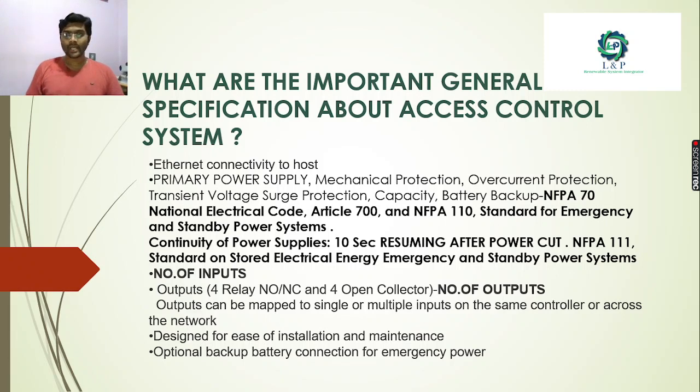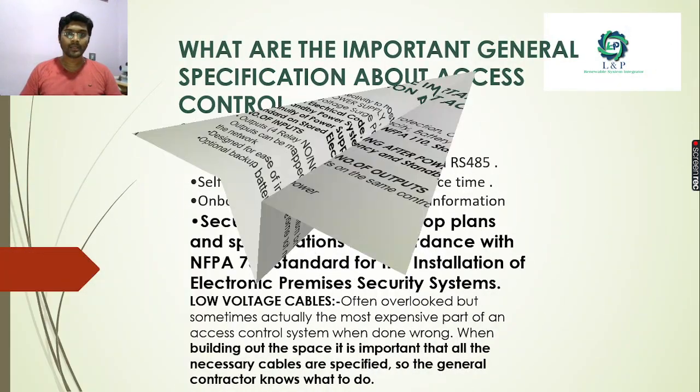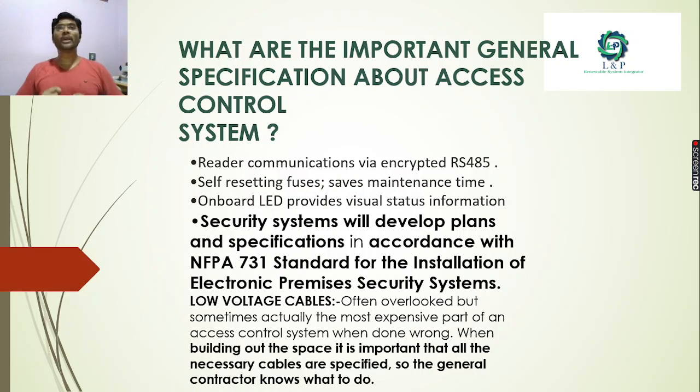We can look at how we are going to choose the type of access control system based on the number of inputs and the number of output relays required. Most importantly, it should be designed so that it is easy for installation and maintenance, and it should have a good backup battery connection in case of emergency. And also, we need to be able to communicate with the readers with the help of systems like RS485. Also we need self-resetting fuses in order to save maintenance time.